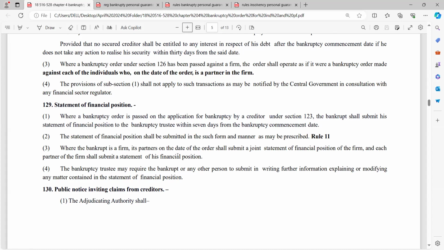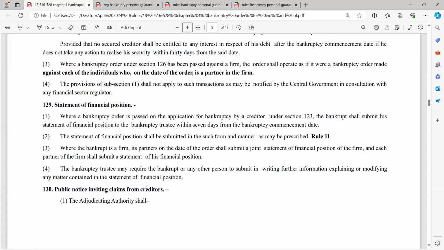Let us see 122. So what does 122 say? If we see 122, which is application by debtor, they are talking of a prescribed form, but nothing is there in the rules actually. Yes, sir. So you can take guidance from that Form E only. But they are not talking of firm as a debtor. So you have to take guidance from 129 only.